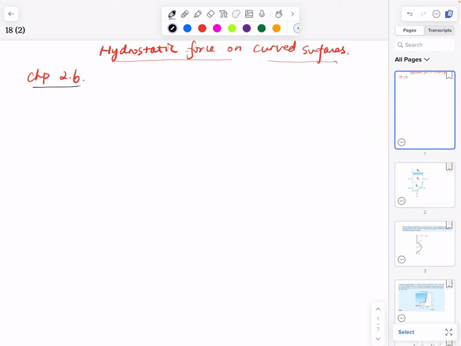So, about the hydrostatic force on curved surfaces. First, it's much simpler than what we did before, but it's based on what we did before. The reason is we use a lot of approximations here to simplify the process. It's not an accurate value, but it's a valid value for consideration.